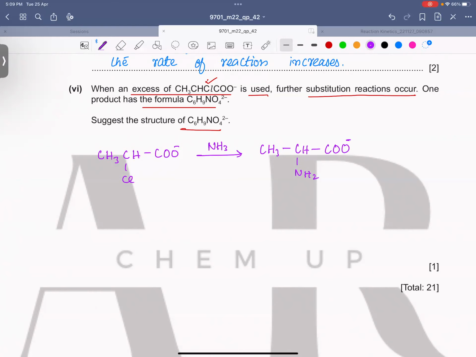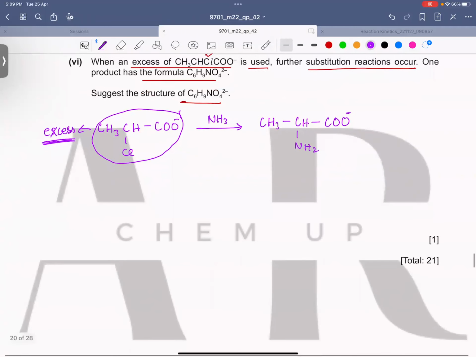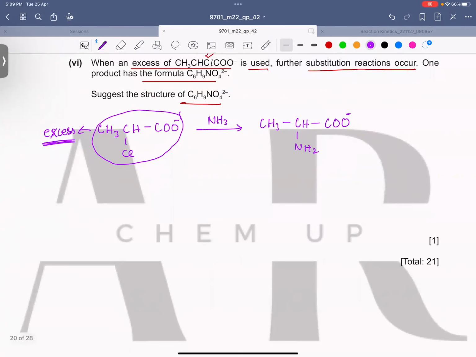But what they are saying is that the ammonia is in excess now, right? And due to its excess, further substitution would occur. So what could the structure be? Think: if it's in excess, it's ammonia where the hydrogen of ammonia is substituted and the nitrogen is bonded with the carbon. So the same thing happens over here. See, now we are left with two hydrogens. What would happen if the first product is in excess?